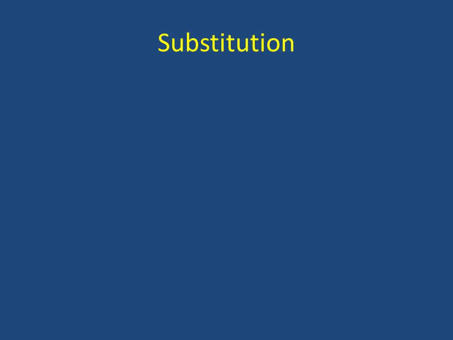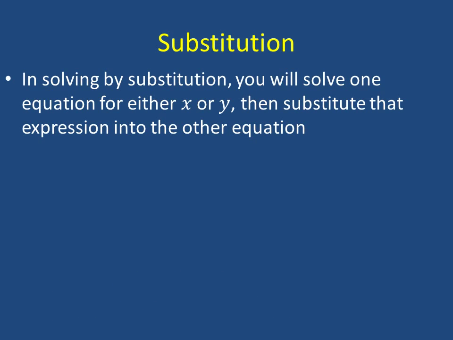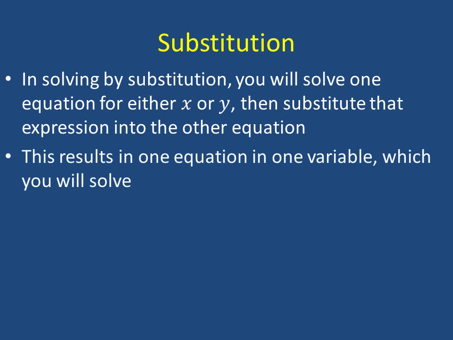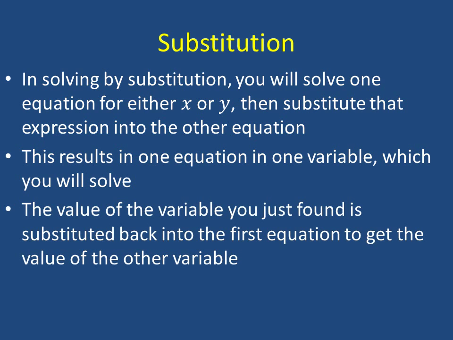The first method is called substitution. When we solve by substitution, you're going to solve one of the equations for either x or y, and then substitute that expression into the other equation. This is going to result in one equation in one variable, which you will then solve. The value of the variable you just found is then substituted back into the first equation to get the value of the other variable. So this all sounds very confusing, and it is a little tedious, so let's go through an example.